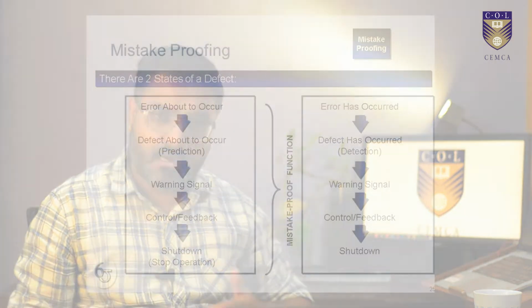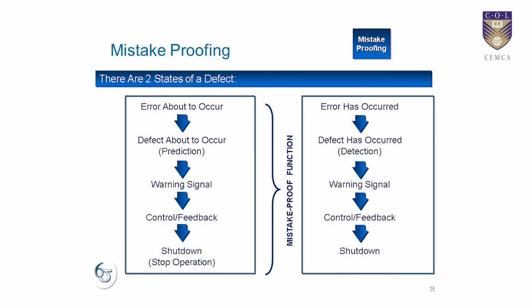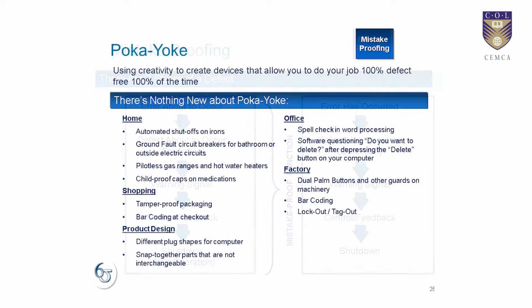Now another method where we have developed a method where the errors will not happen. Number 1, error has occurred, defect has also occurred, warning signal, control feedback, and the shutdown. So in the second scenario, error has already happened and we are giving feedback and we are stopping these things and we are trying to correct it. The first one that you saw on the left side was about before the error has happened. So mistake proofing, if you see on my slide, which is called poka-yoke, avoid the inadvertent error.